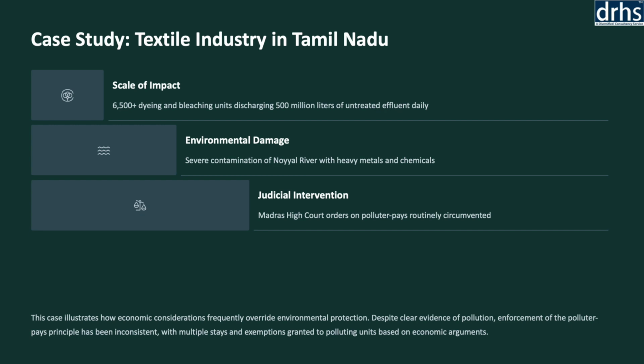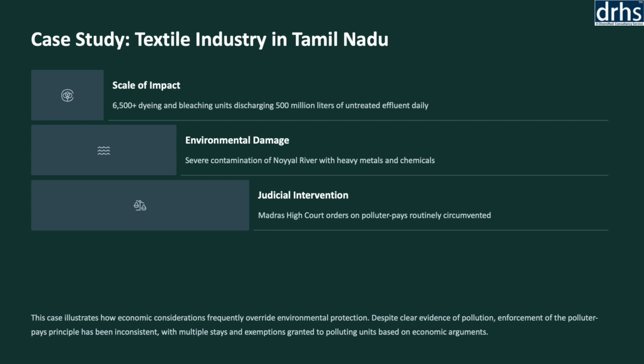The next is judicial intervention. In 2011, the Madras High Court ordered the closure of approximately 700 dyeing units that failed to install zero liquid discharge systems. The court held the polluting industries accountable for the environmental damage and ordered them to compensate the affected farmers. It emphasized the polluter-pays principle, drawing from earlier Supreme Court judgments such as Vellore Citizens Welfare Forum versus Union of India in 1996.